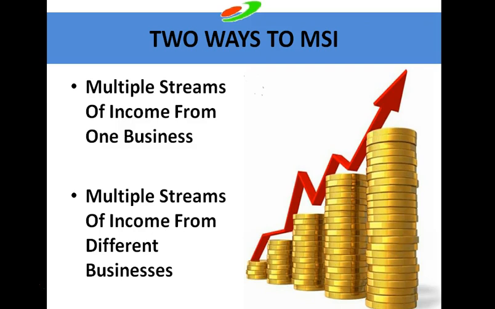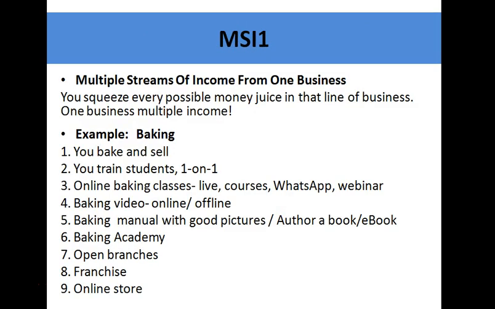Option 2, multiple streams of income from different businesses. So you focus on one part-time and you grow it, nurture it. Be sure you build a system around it. It has a life of its own, and then you move to the next. We'll discuss that in detail.